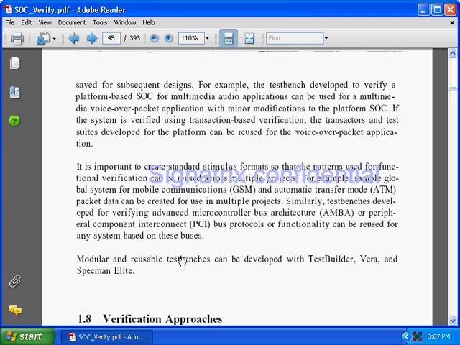So modular and reusable test benches can be developed with TestBuilder, Vera or SpecmanLite. So they have given TestBuilder, which is a C++ OOPS library. Vera, you can use Vera or SpecmanLite as a verification language, and you can implement reusable test benches.